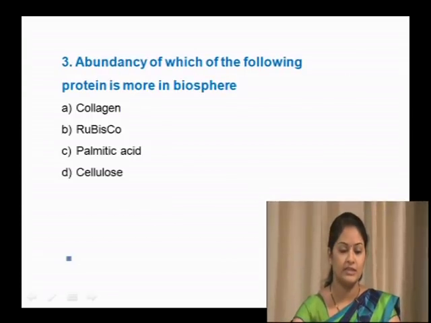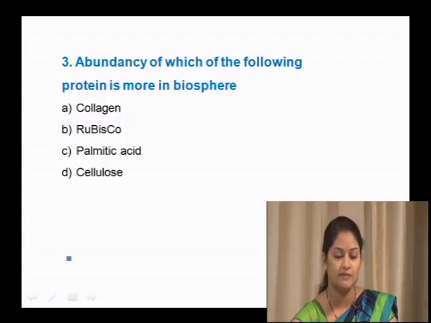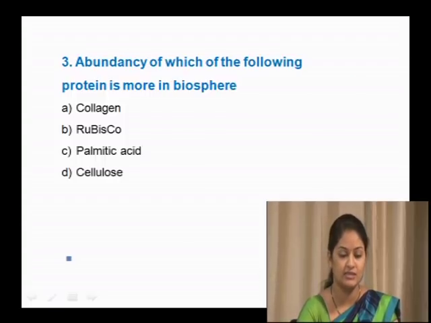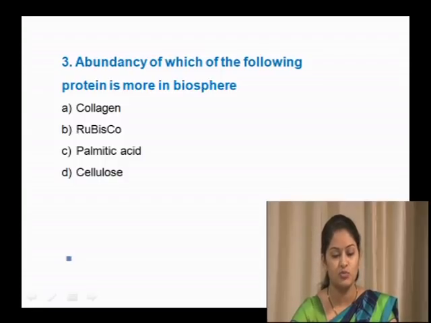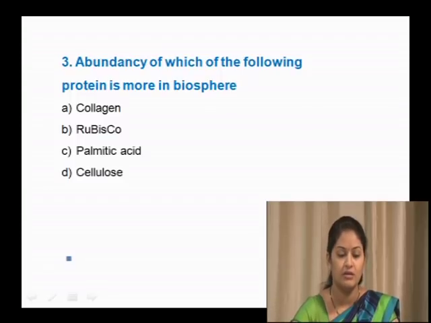Here comes the details of different types of proteins found in the biosphere. So let us discuss the detail. Abundance of which of the following proteins is more in the biosphere? So the biosphere has which of the following proteins in large quantity? The options are collagen, rubisco, palmitic acid and cellulose.